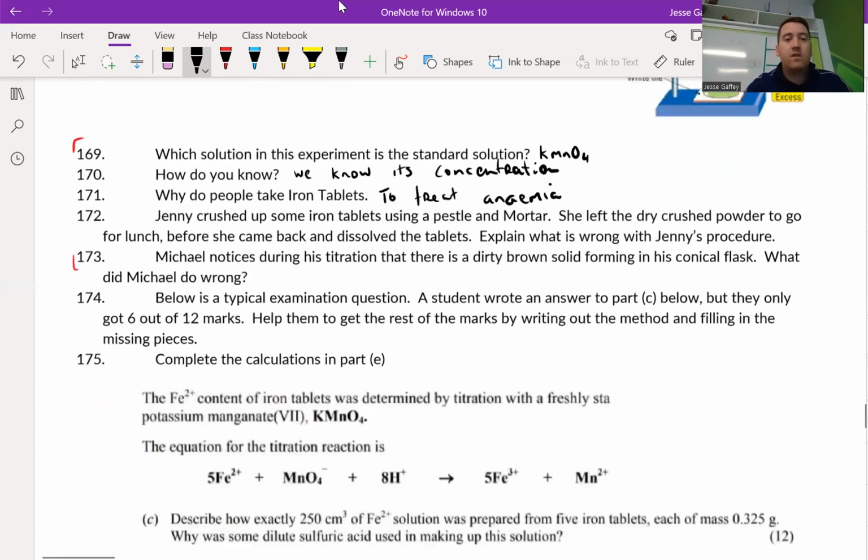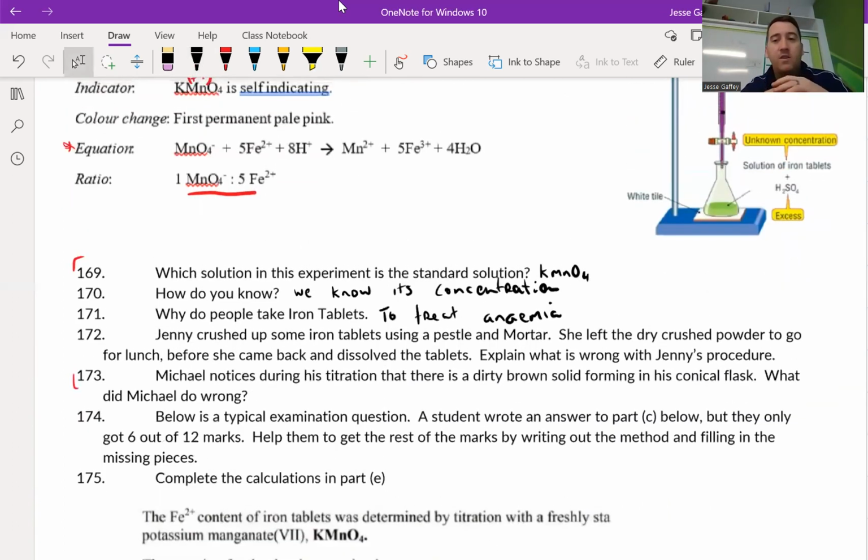Okay, let's look at the next one. So this is some mistakes that were made in somebody's titration. Jenny crushed up some iron tablets using a pestle and mortar. She left the dry crushed powder to go for lunch. She came back and dissolved the tablets.